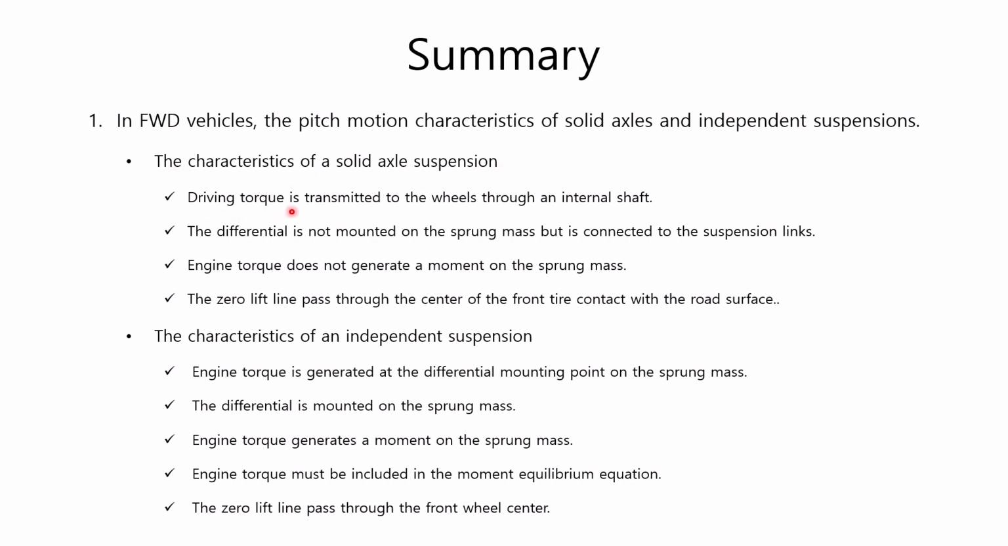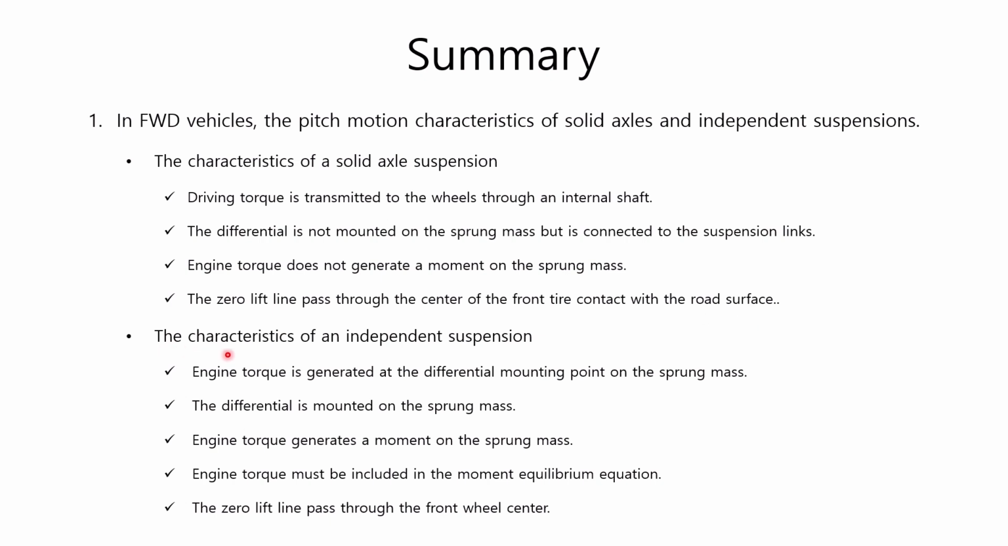Driving torque is transmitted to the wheels through an internal shaft connecting the differential to the wheels. The differential is not mounted on the sprung mass but is connected to the suspension links. Engine torque does not generate a moment on the sprung mass. The zero lift line passed through the center of the front tire contact with the road surface.